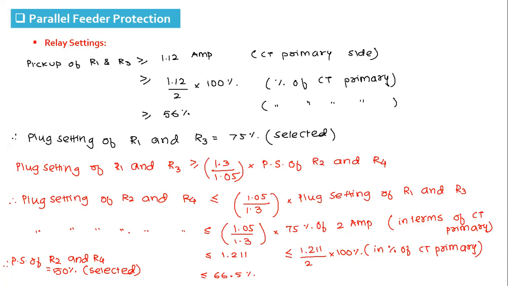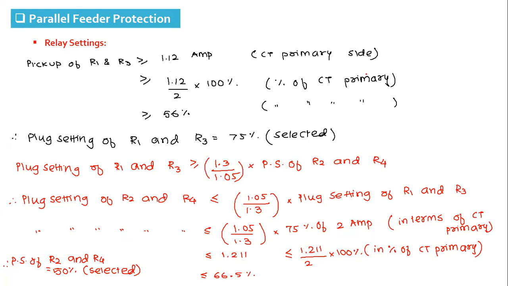Okay, any doubt till now in this calculation? How we have calculated the plug setting of relays R1 and R3 as well as R2 and R4. Any doubt? Okay.